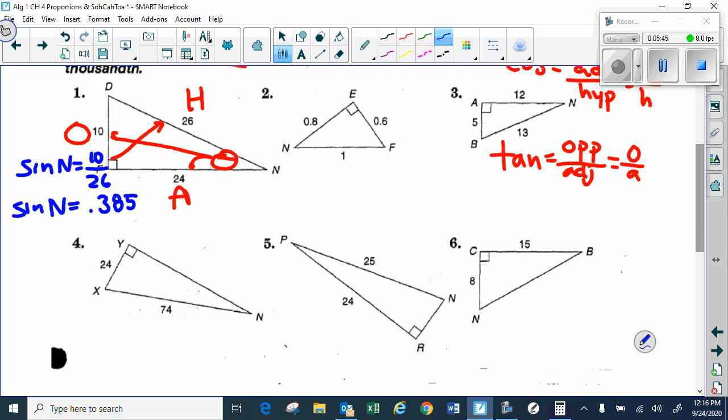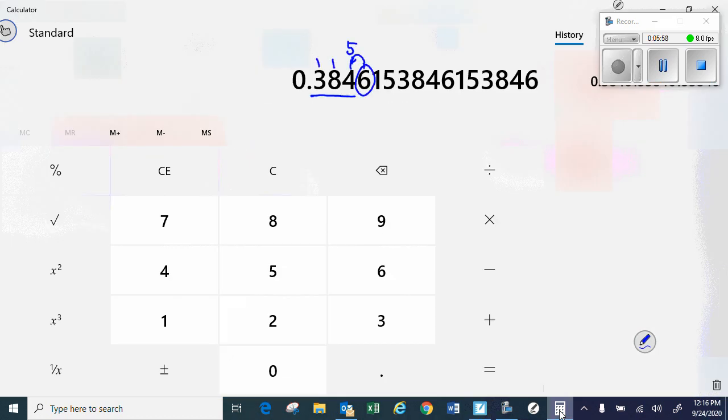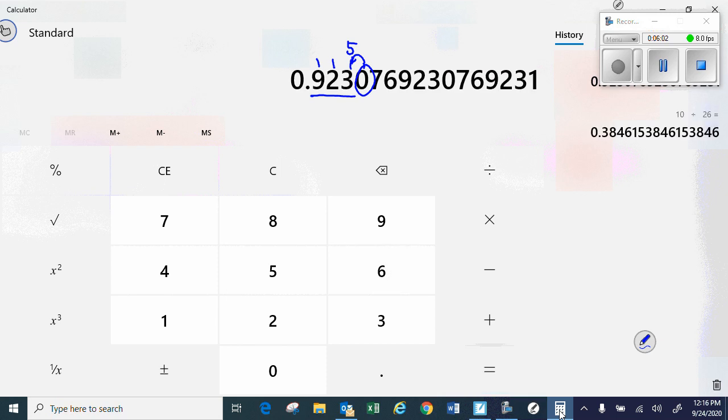0.385. Okay, that's sine. Cosine of n is adjacent, 24 over 26. Put that in your calculator. 24 divided by 26. Okay, and notice it's 0.9230, so it's less than 5, so it stays 0.923.